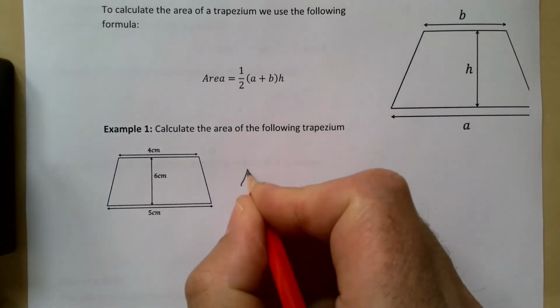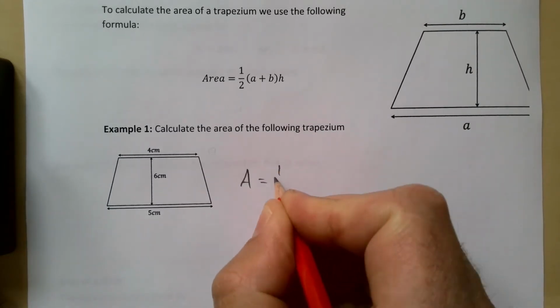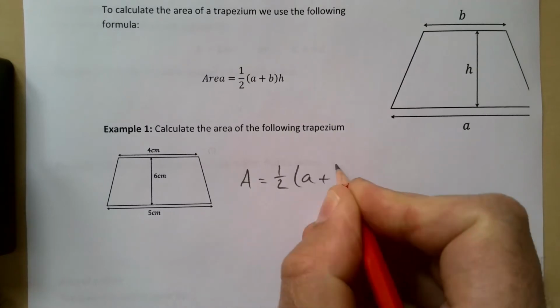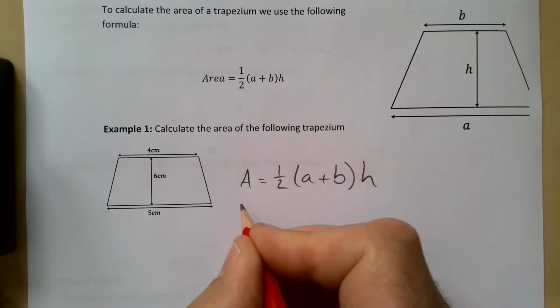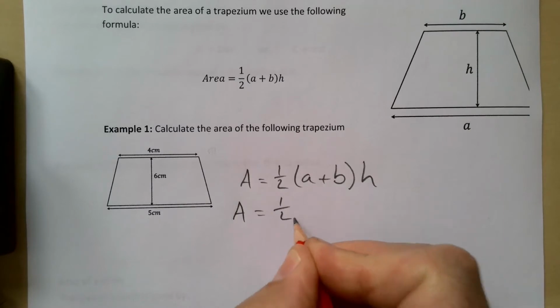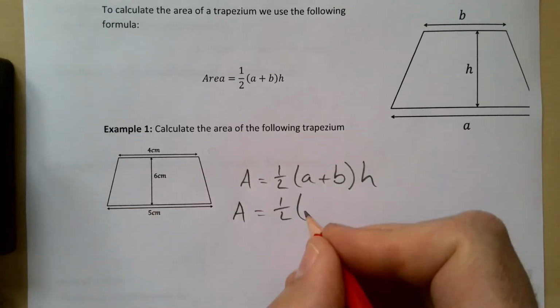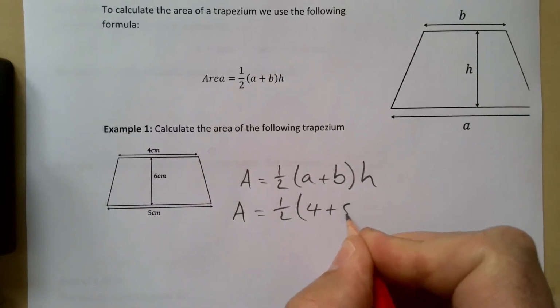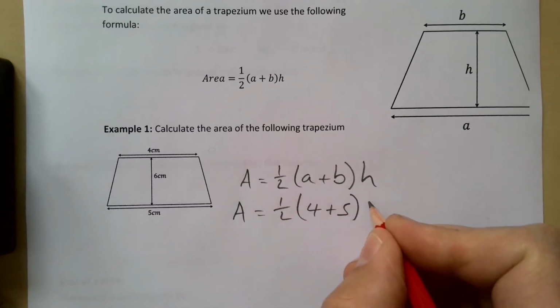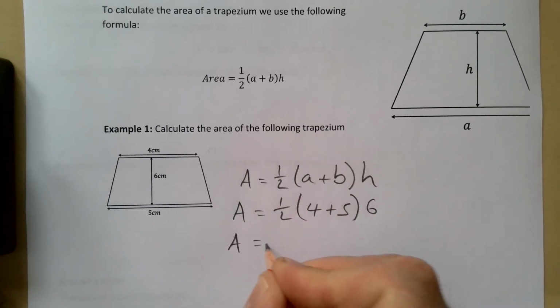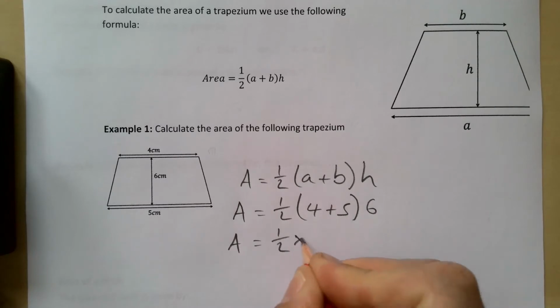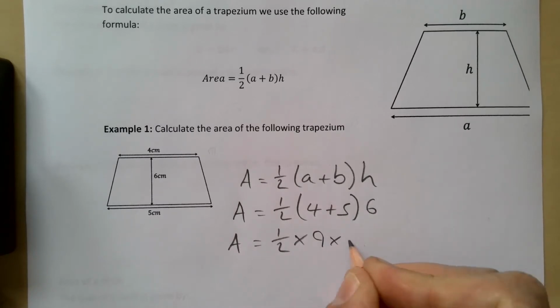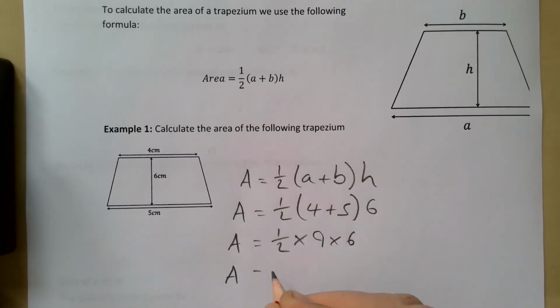So let's take away that. Where my area is a half (a plus b) multiplied by h. Area is a half, where a and b in this case are 4 plus 5, and we're timesing that then by 6. A half multiplied by 9 multiplied by 6. So the area in this case is 27 centimeters squared.